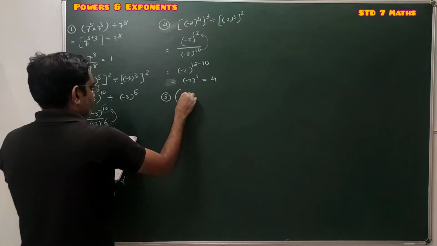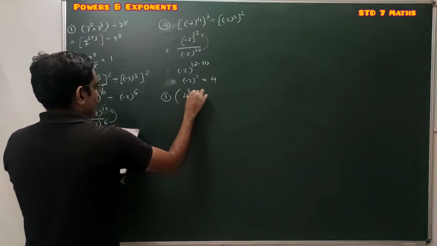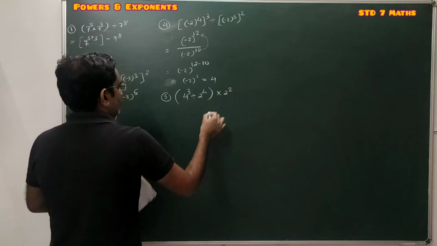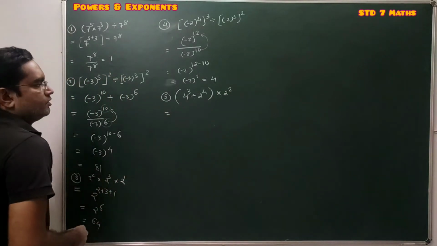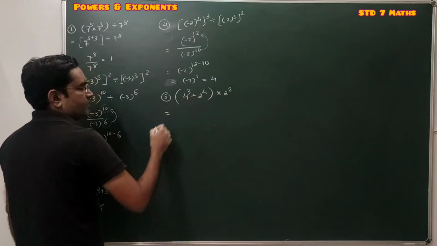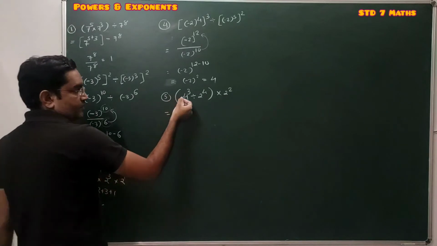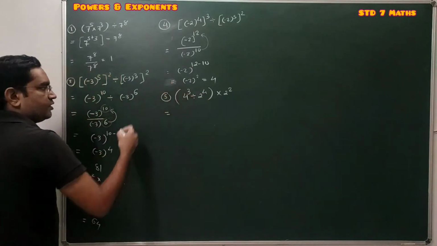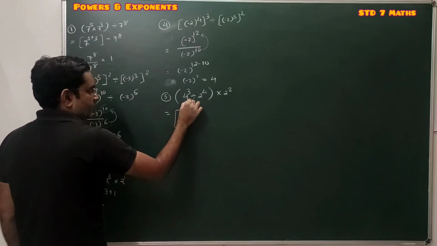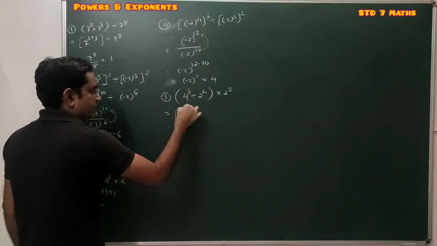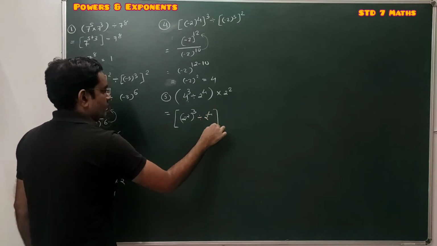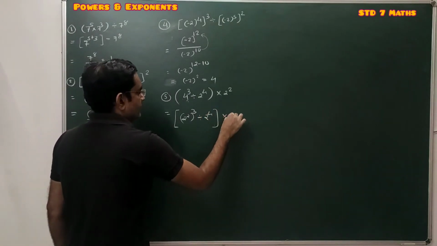Here we are given 4 cube divided by 2 raised to 4 multiplied by 2 square. Here a total of 3 powers are there. These 2 powers have the same base 2, but this is in terms of 4. So we can replace this 4 with 2 square. So the first simplification is 2 square, that is the replacement of 4, and whose power is 3. So 2 square, that is 4, raised to 3, divided by 2 raised to 4 multiplied by 2 square.